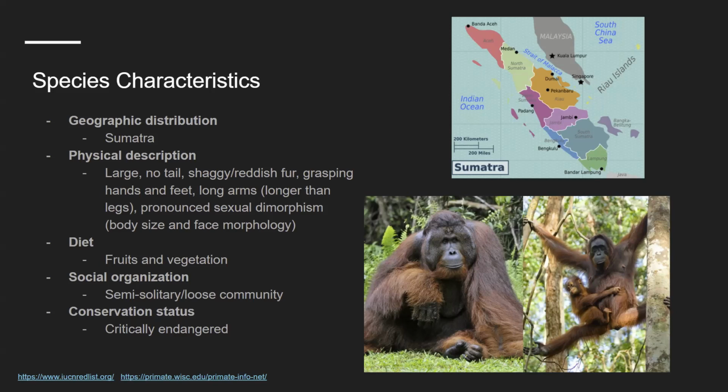And then finally, the conservation status of the species is unfortunately critically endangered. There are just over 13,000 Sumatran orangutans left in the wild. And the other two species of orangutans, for example, the Tapanuli orangutans, there are only 800 of those left in the wild. And then there's the Bornean orangutans, who are only considered endangered, but again, there just aren't as many left in the wild as we would prefer.